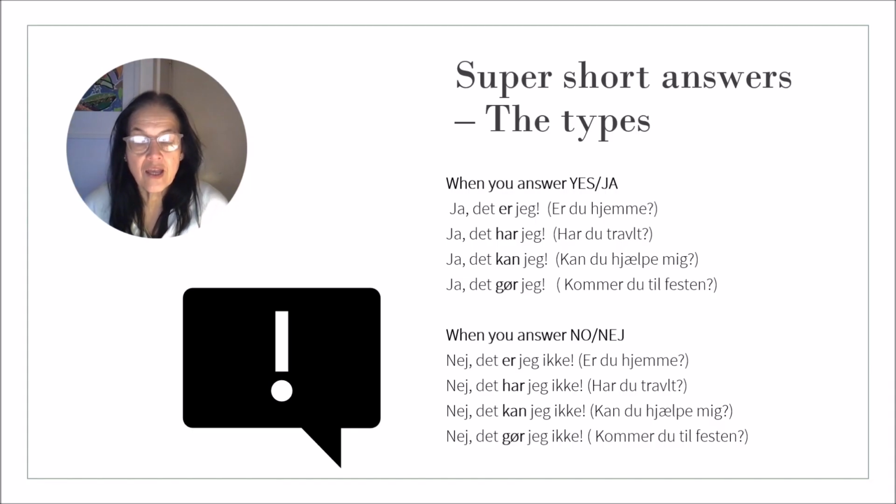If you answer no, then we got a question like again, er du hjemme? Nej, det er jeg ikke. Har du travlt? Nej, det har jeg ikke. Kan du hjælpe mig? Nej, det kan jeg ikke. Kommer du til festen? Nej, det gør jeg ikke. Okay, so these are different types of questions, and the question is, how do you apply the right type of answer to any given yes/no question?